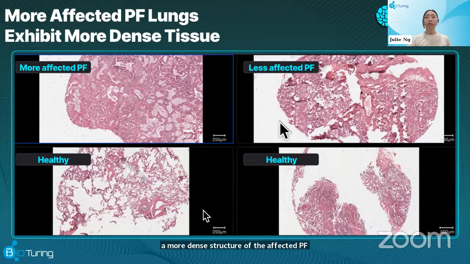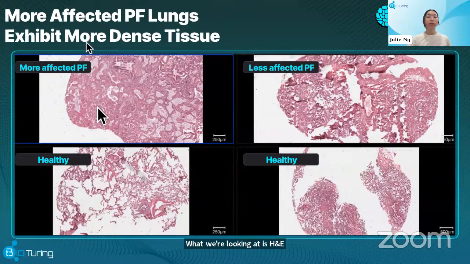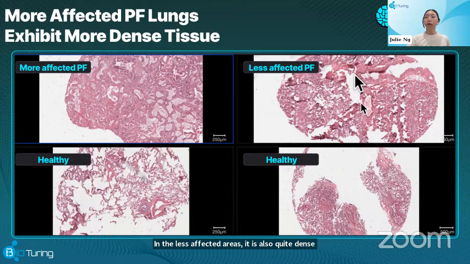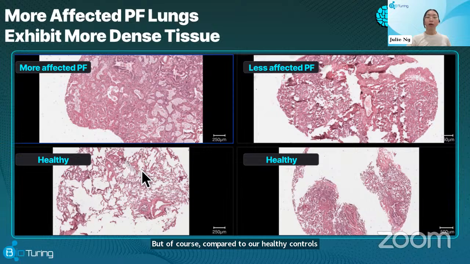That's right. What we're looking at is H&E stained images of these tissues. In the more affected areas, of course, we're expecting to see a lot more dense tissue because they're affected by fibrosis and by scarring. In the less affected areas, it is also quite dense. However, we do see larger pockets where air can flow through. But compared to our healthy controls, there's a lot less density and a lot more air pockets, allowing for air to flow through.